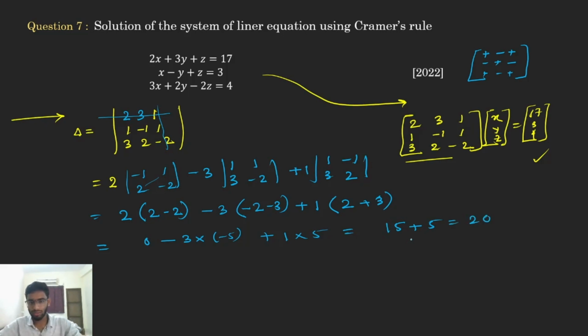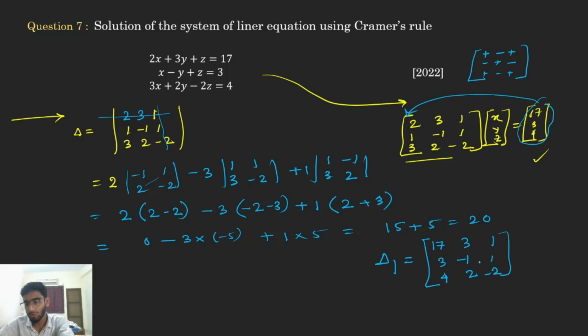Is it right? Correct? Okay. Now we have to calculate del 1. What is del 1? Del 1 is nothing but if you replace this column with the first column in that matrix, that means 17, 3 and 4, and then 3 minus 1, 2, 1, 1 minus 2. Sorry, again I have put the symbol of determinant, put determinant symbol.